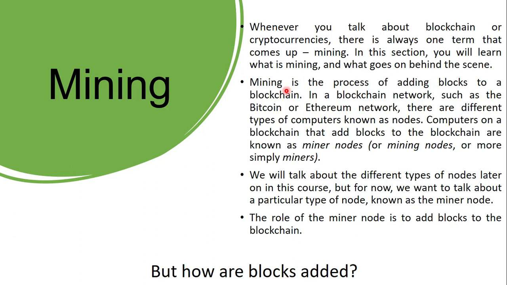Now, in a blockchain network such as the Bitcoin and Ethereum networks, there are different types of computers. In blockchain, we call these different types of computers nodes. A computer on a blockchain that adds a block to the blockchain is known as a miner node, or a mining node, or, most simply, a miner. We will talk about the different types of nodes later on in this course, but for now we'll talk about a particular type of node, the miner node. The role of the miner node is to add a block to the blockchain. But the question is how the blocks are added. Now we are going to see how the blocks are added.